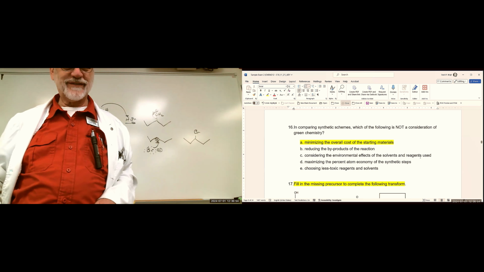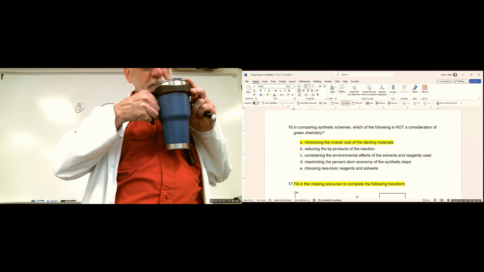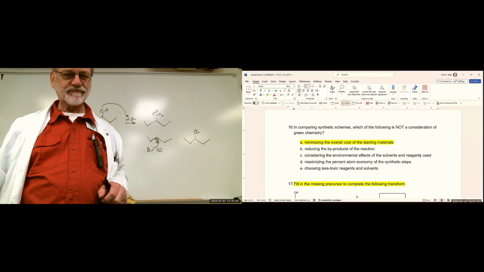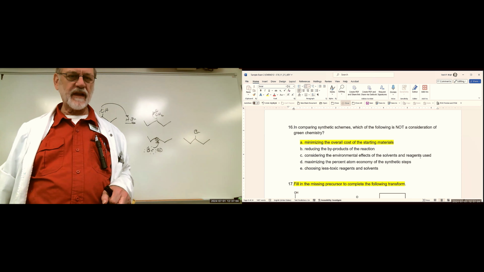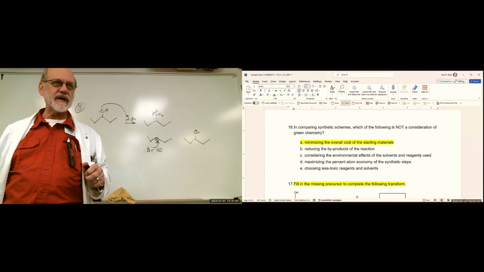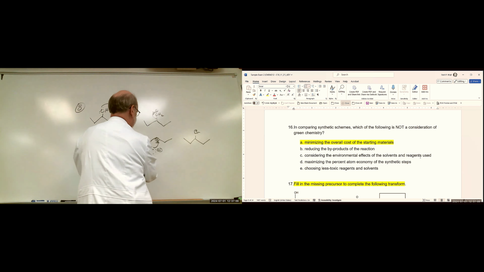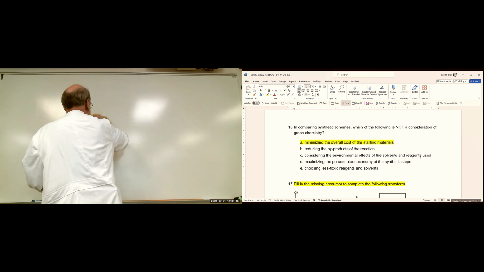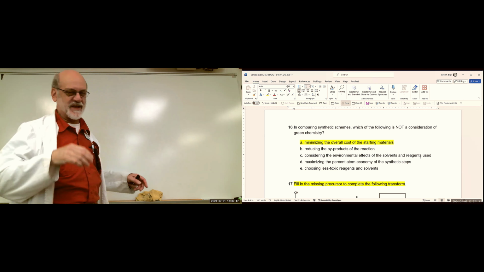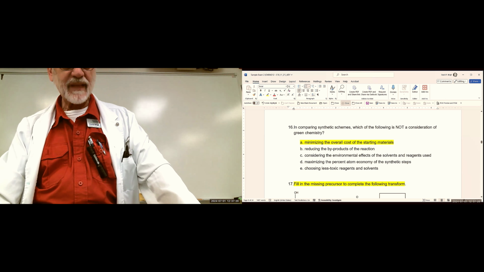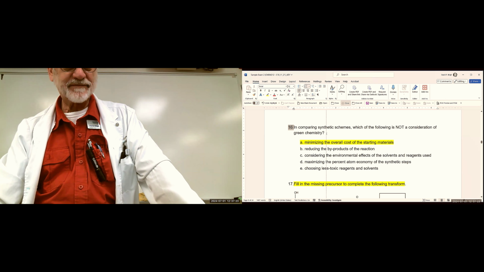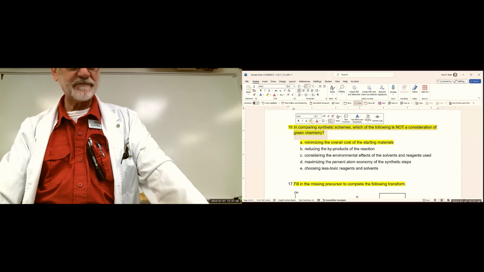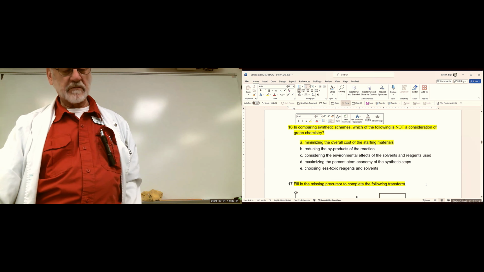16, in comparing synthetic schemes, which of the following is not a consideration? Minimizing overall cost. I guess when you're only talking green, you have to think like a communist. It's always somebody else's money. But then if you turn capitalist, your green chemistry is tempered by cost. So green can either be super expensive or could save money too at times. Exactly, right.